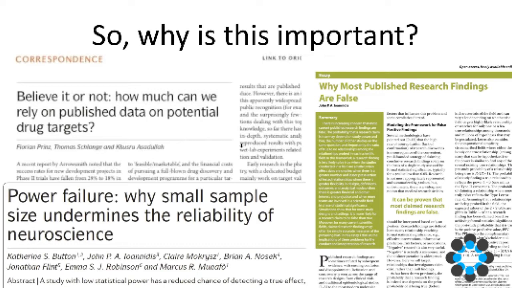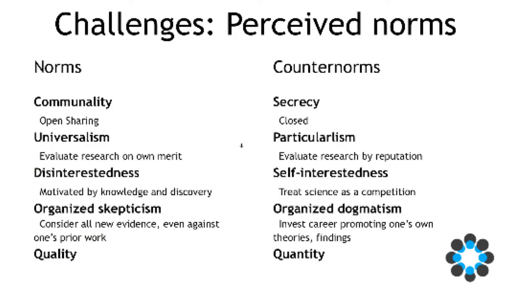So on one hand, what we're looking to do is address these types of problems. On the other hand, what we're trying to work on are barriers and incentives, these kinds of discrepancies that exist. One way of thinking about this is norms and counter-norms. In scholarship or research in general, you might think of the norms outlined on the left here as being the ideals, the things that we want to work on. Open communality, open sharing, universalism, the idea that you evaluate research on its own merit, disinterestedness, meaning that you're not necessarily looking for a particular outcome, you're interested in the question and discovery, organized skepticism, considering all new evidence, even against one's own work, so you could discover something and then disprove yourself as a concept, and quality is another point.